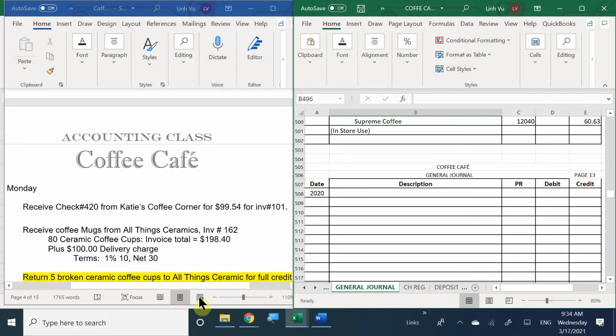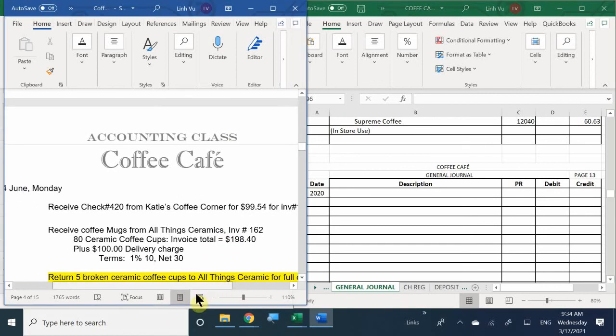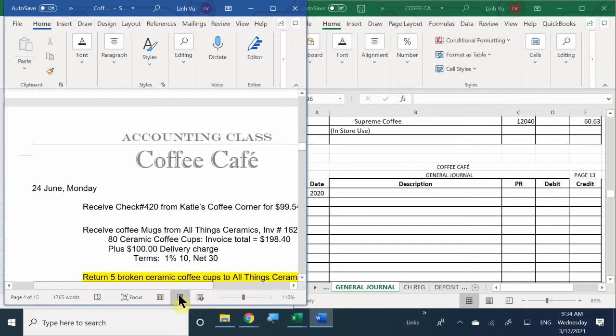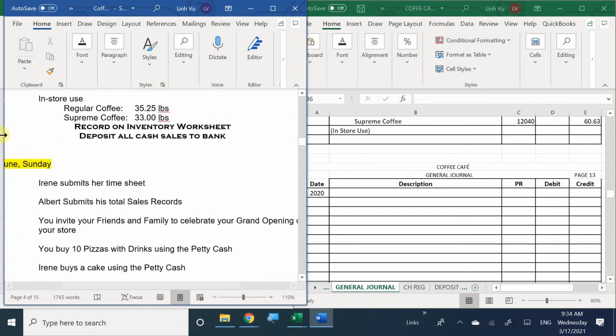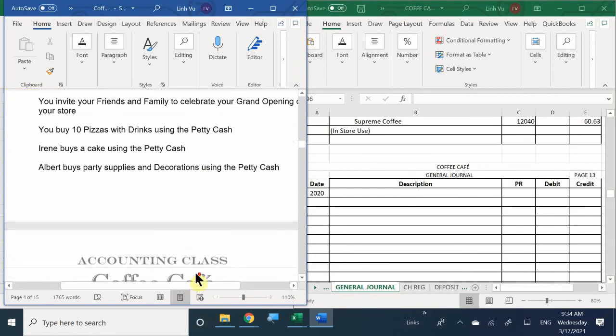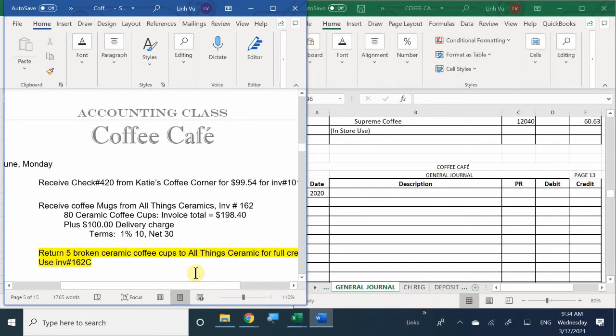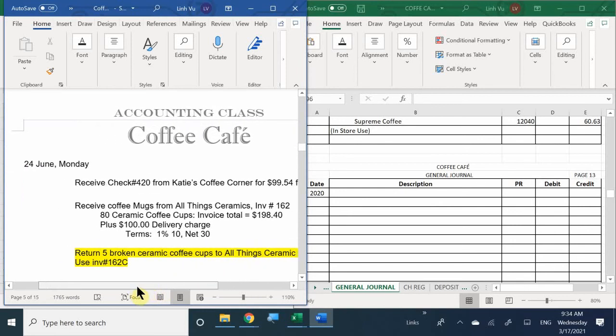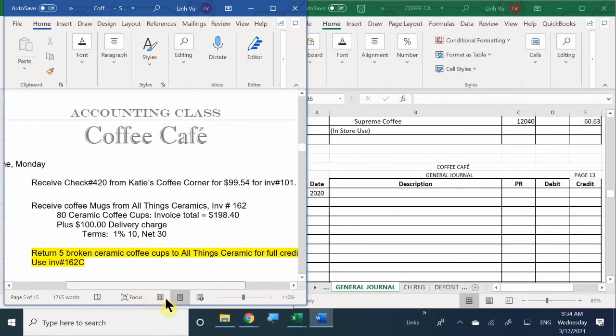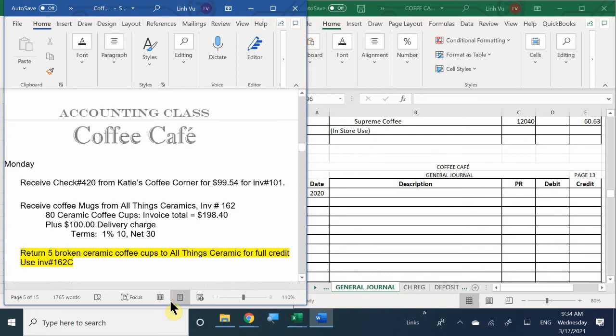So then, what has happened next? After that, we celebrated. So now we're completely done with this day. Now we're on the 24th and we're also on a new journal. So what has happened next?